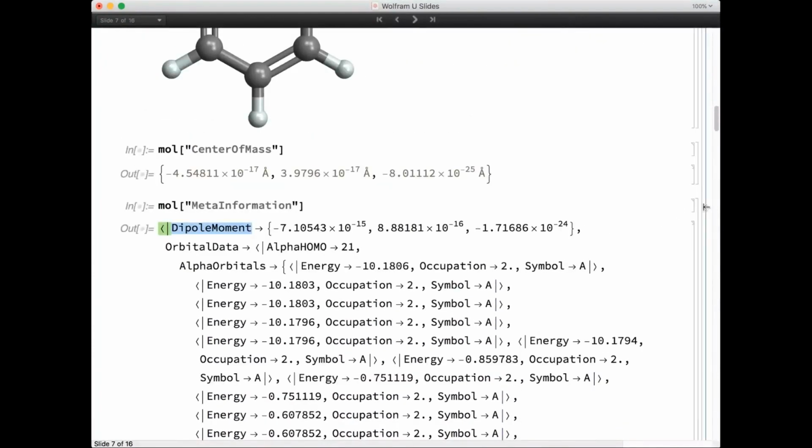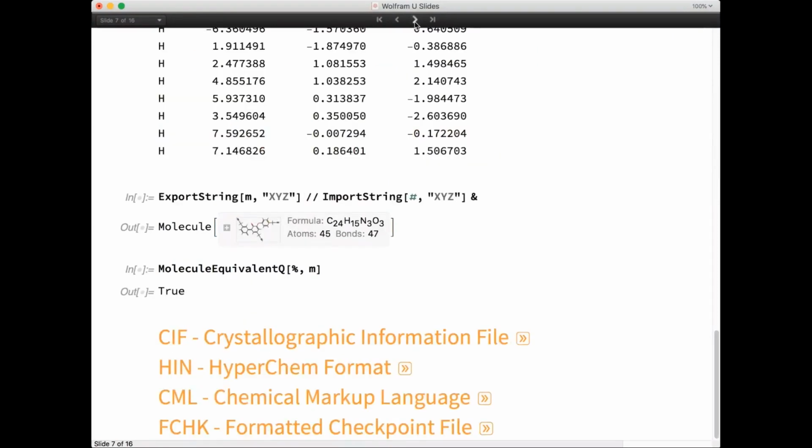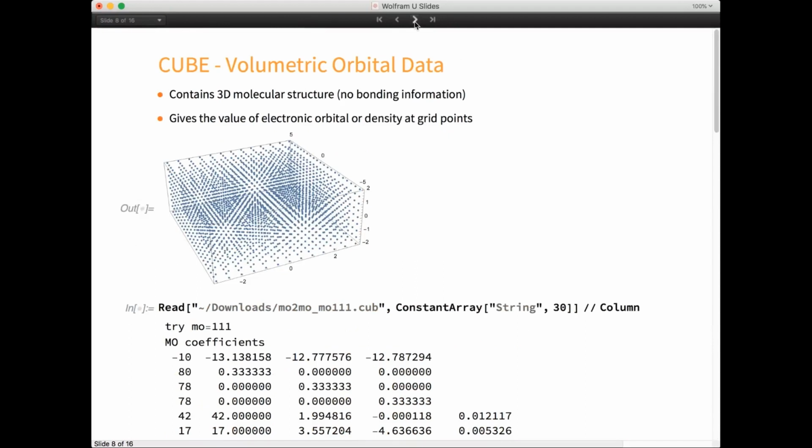It would be nice, a planned improvement for the future, to be able to take a formatted checkpoint file and plot the orbitals themselves. Currently, we cannot do that, but what you can do is, if you've done some kind of calculation in Gaussian or some other package, then you can get volumetric data. You can get a cube file.